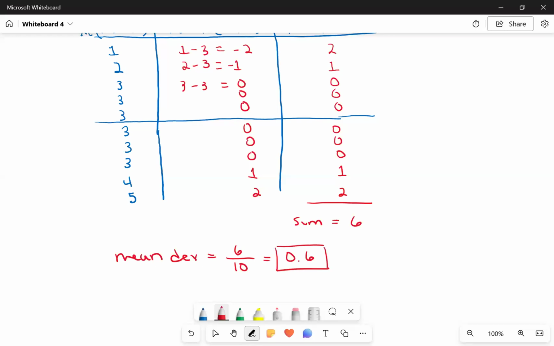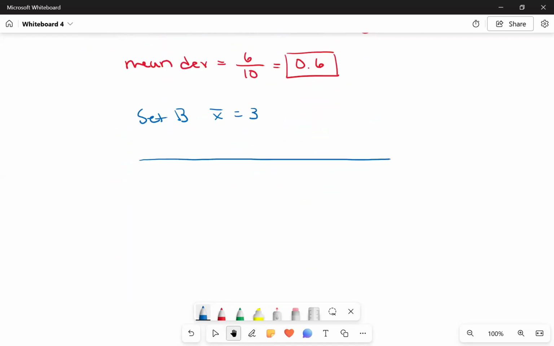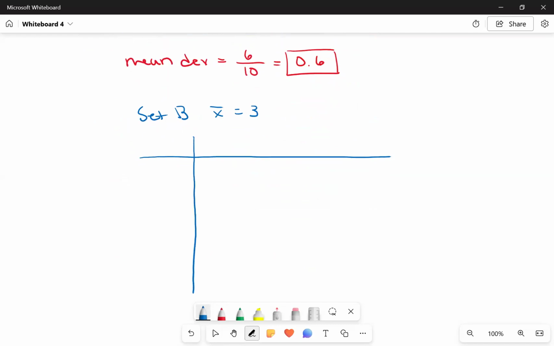I'd like to do it all again for set B. So I'm going to set this up again. Oops, sorry, let me label that I'm doing set B, which also has a mean of 3. So up here, I'm going to do the data value. Oops, sorry, I clicked off my screen. You didn't get to see that, but I did.